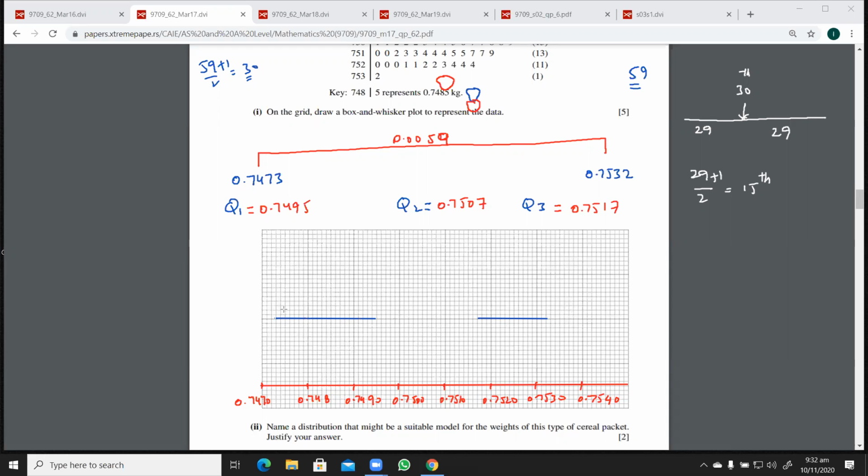Okay, so I'm going to take three. Its tail is going to be like this: 3 steps up, 3 steps down here. This ends here. Now we have to draw that box.